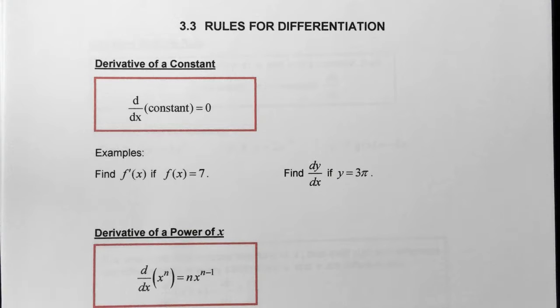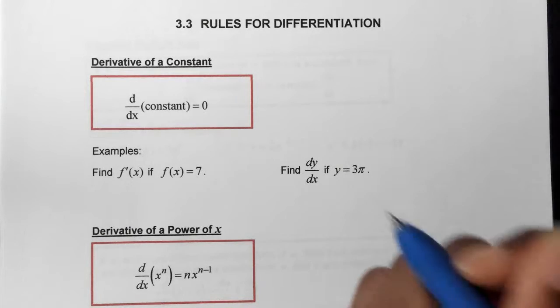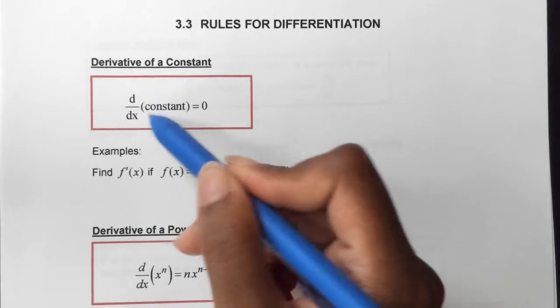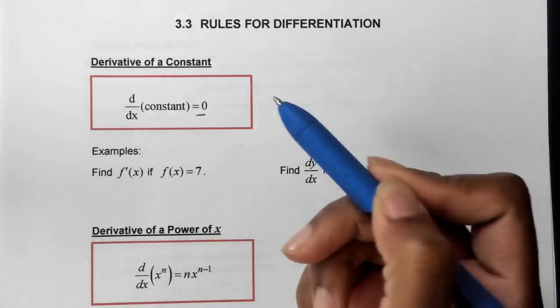So this section is all about the different rules of differentiation. So these are going to be all the shortcuts that I was talking to you guys about earlier, a couple weeks ago. Shortcuts for how to find the derivative just by looking at a function. So the first shortcut is the derivative of a constant. So if I want to find the derivative of some constant, it is always equal to 0.